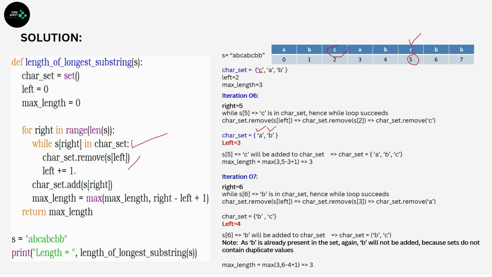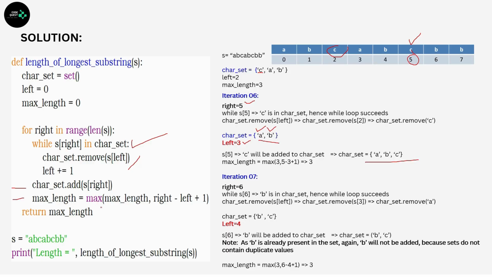And once again, left is getting increased by 1. As a result, left is now 3. Now coming to these two statements where we are going to add S of right. S of right means S of 5. S of 5 representing what? C. C will be added to the set. As a result, already we have AB. Now C is added. So it is updated to ABC.